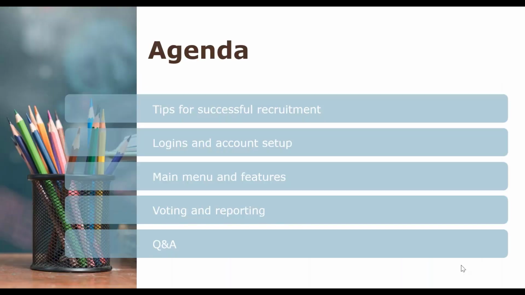On the agenda today, we're going to look at tips for successful recruitment, and then we're going to look at logins and account setup. So what that email is going to look like for your members so they can log in, and then what that will look like for you as an admin. And then we're going to go over main menus and features. So we'll go down the menus while setting up basically a practice recruitment. And then we'll look at voting and reporting, so what your ballots are going to look like and how you submit that. And then we'll have Q&A at the end where any questions that were asked, we will go over those.